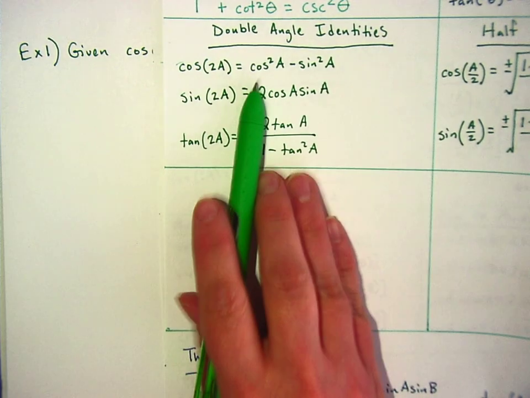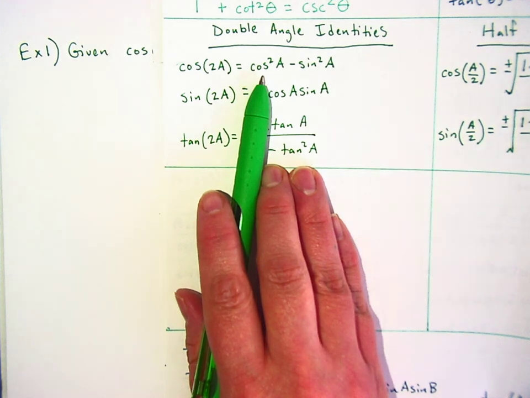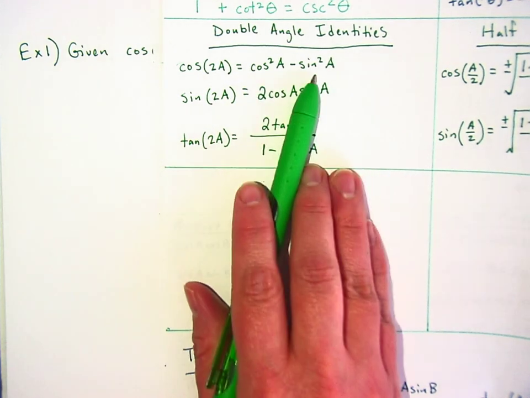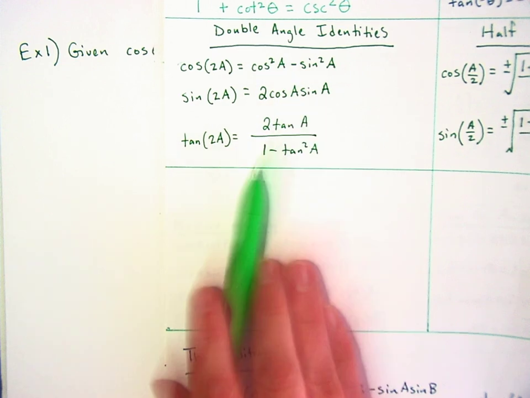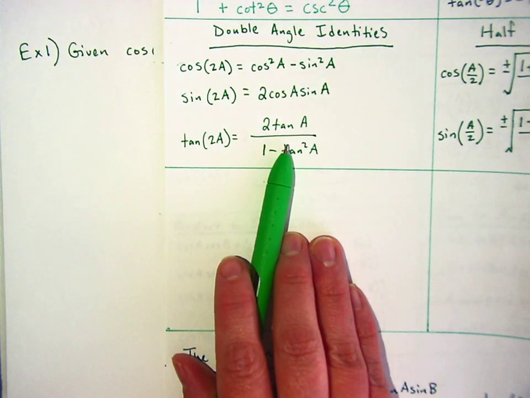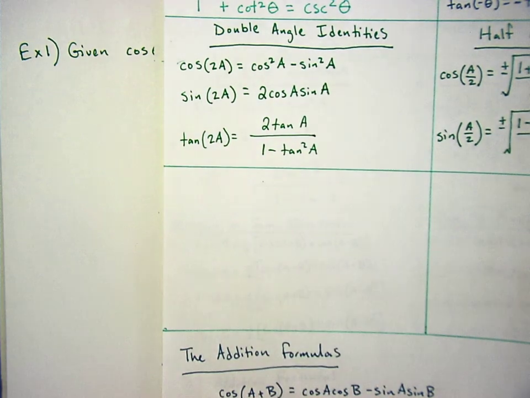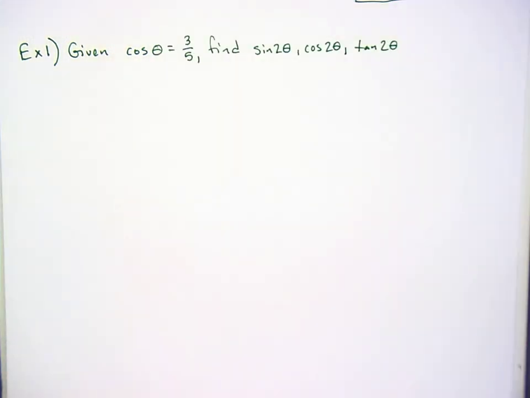Do you see how we're going to need cosine of theta? What else will we need? Sine of theta and? Tangent of theta. So the first step in this is to find out what cosine of theta is, sine of theta is, and tangent of theta. Ideas.